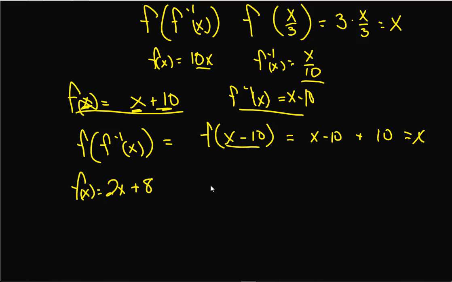So it turns out that what you can do, and you might be able to see this, is, we started out with this function, 2x plus 8 equals y. To get the inverse, you switch x and y. What do I mean by switch x and y? You write 2y plus 8 equals x.